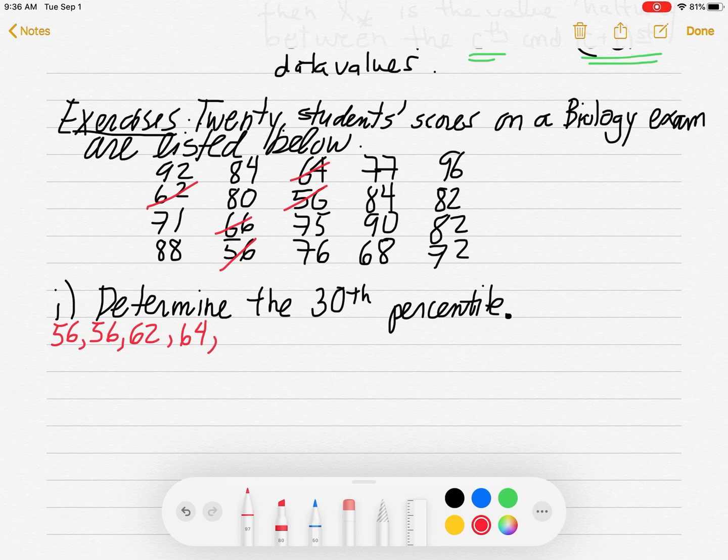So we're going in order, smallest to largest, 66. Is it just one 66? Yeah, 68. What else? 71, 72. Didn't we have another 72? No, we just have one 72.